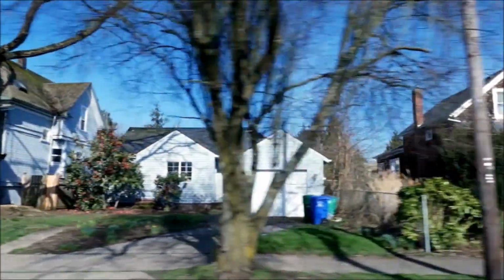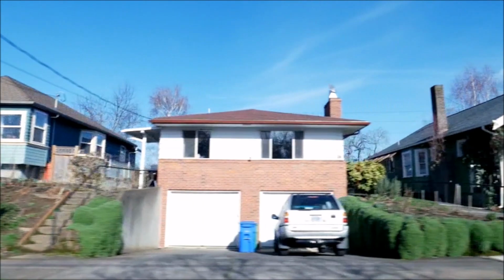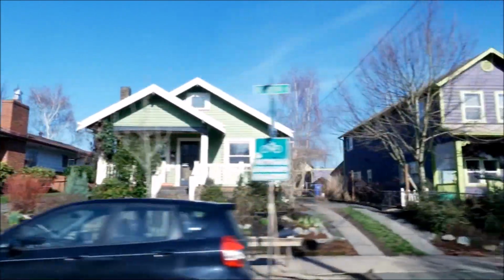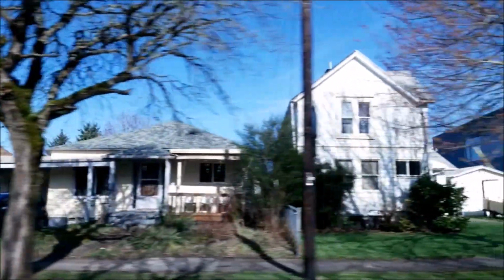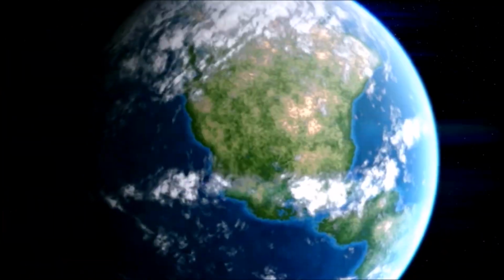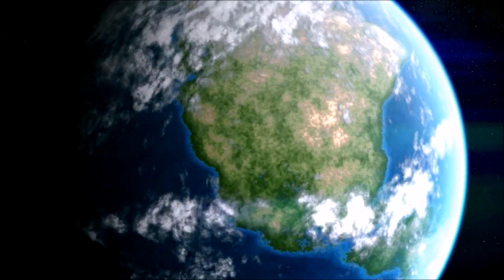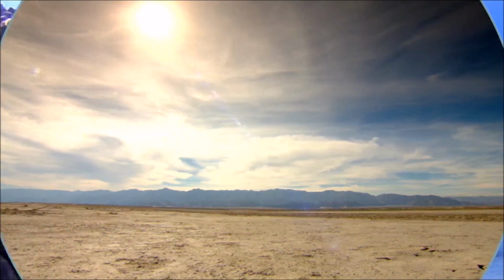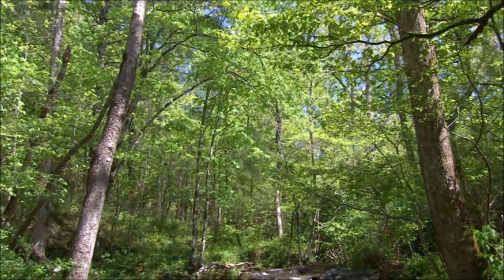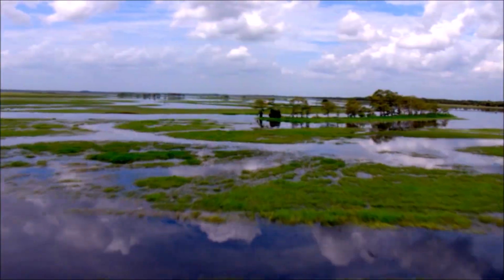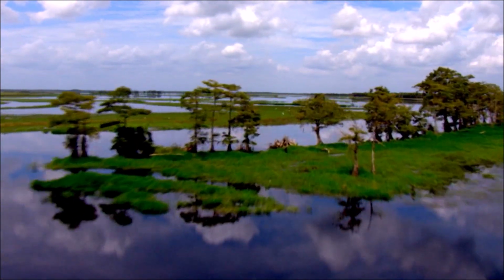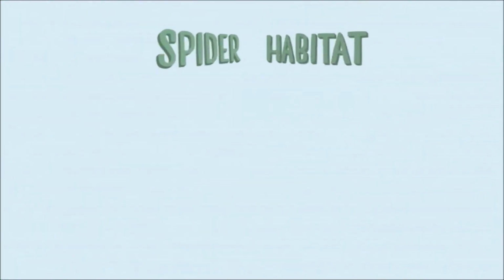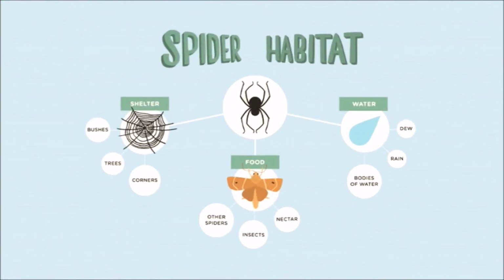An animal's habitat is where it lives. An animal's home is a lot like your home. It provides everything it needs to survive: food, water, and shelter. Earth has so many different types of habitats: deserts, coral reefs, forests, plains, marshes. Let's take a look at a few habitats where we might want to release our spider. Have a look at this web graphic and let's figure out what a spider might need in a habitat.